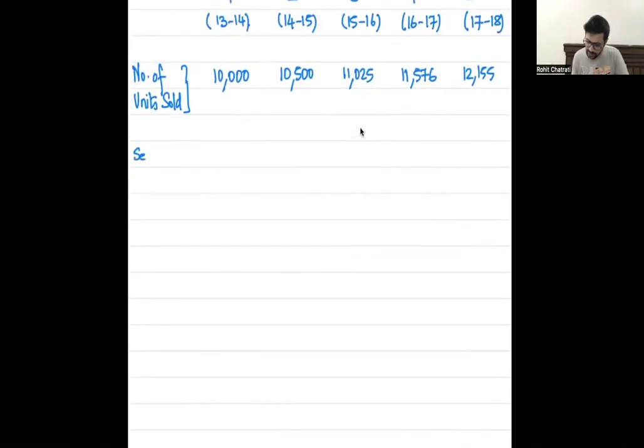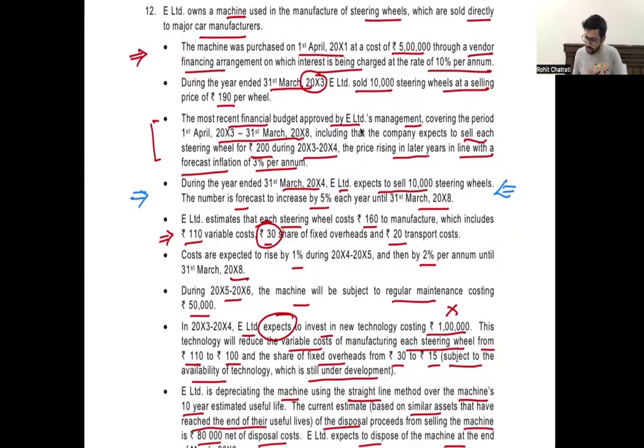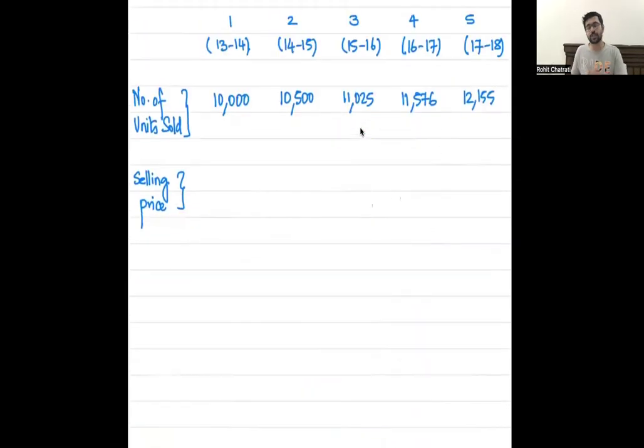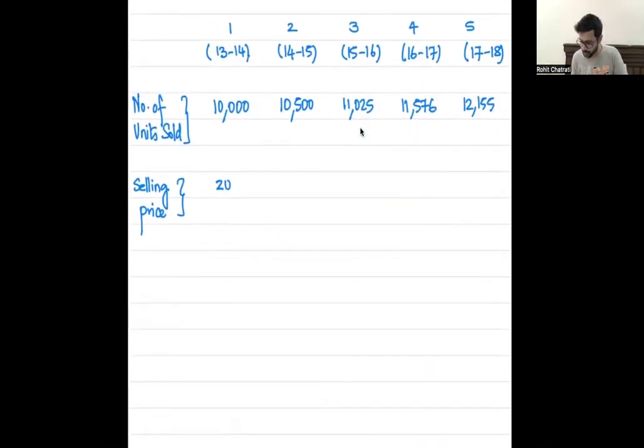Next, let's come to selling price per unit. The question mentioned that the entity expects to sell each unit for 200 during 2013-14, and the price will be rising in the later years with a forecasted inflation of 3% per annum. All right, so the selling price for year 1 will be 200. That's going to increase by 3% every year.